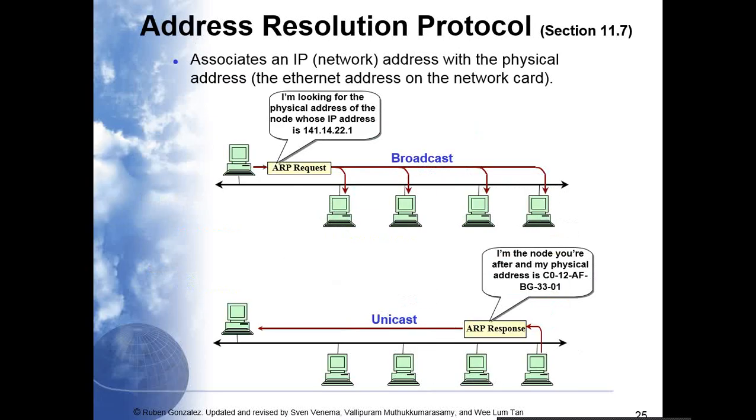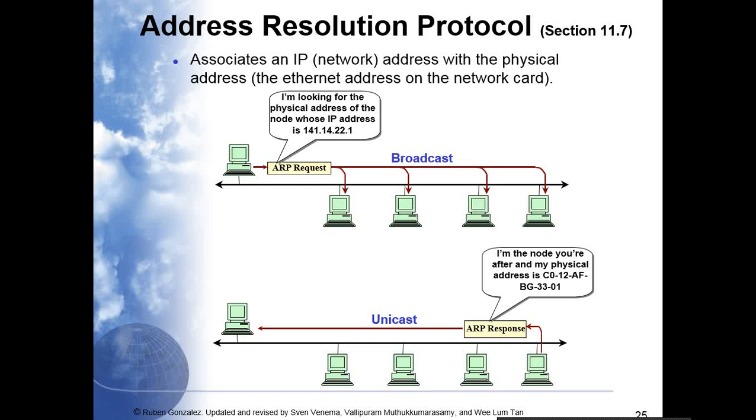We also have something called an address resolution protocol, the ARP. It associates an IP network address with the physical address or the Ethernet address on the network card. So basically what you're going to get is something like a computer saying, look, I'm looking for the physical address, the MAC address of the machine with the particular IP address. And in this example, the IP address is 141.14.22.1. So someone on my network has that IP address. I don't know who it is.